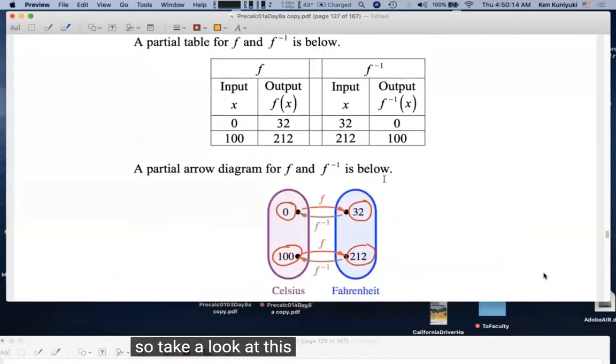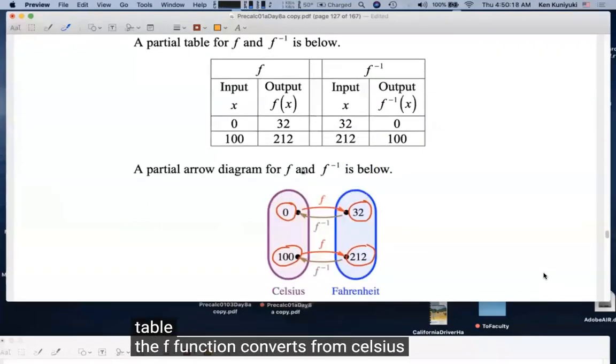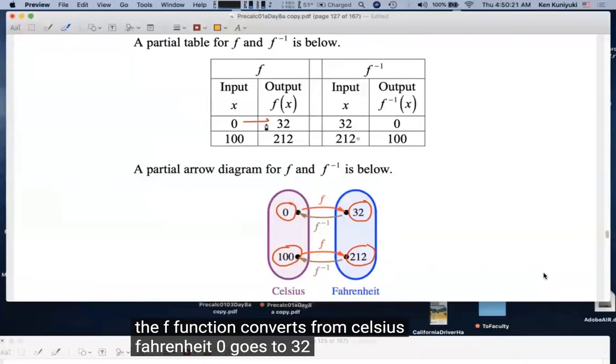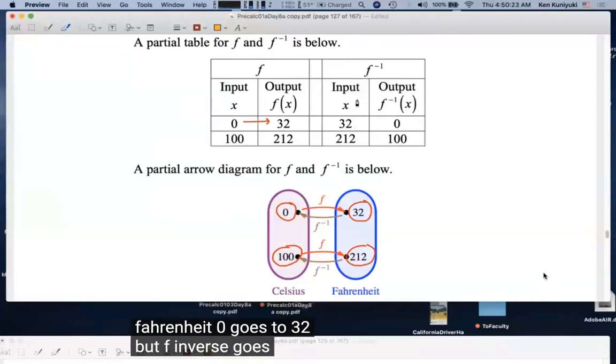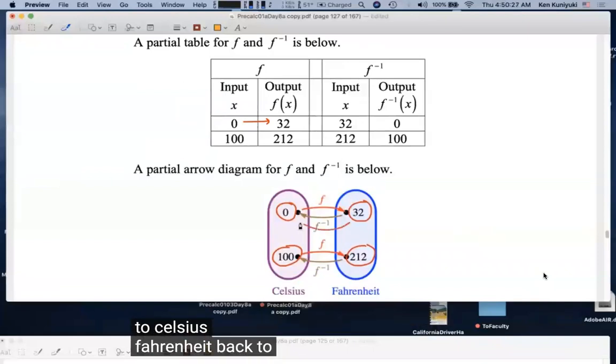So take a look at this input-output table. The f function converts from Celsius to Fahrenheit. 0 goes to 32. But f inverse goes from Fahrenheit back to Celsius. 32 goes to 0.